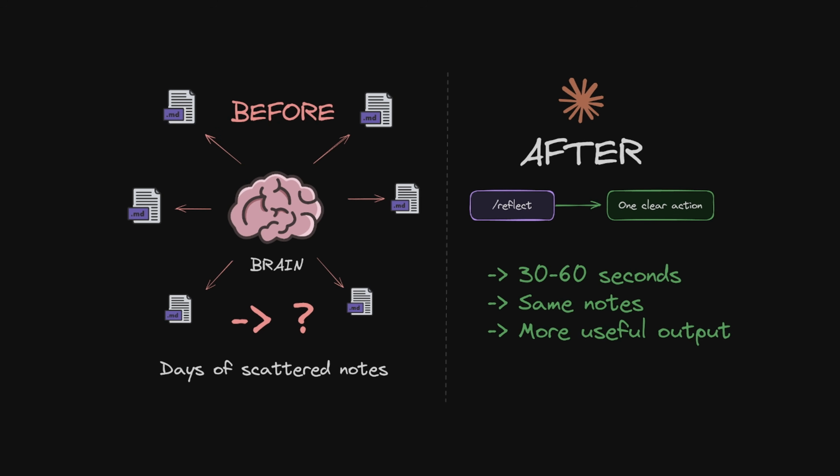Before I created this AI Tools reflection system, I had days of scattered notes throughout my Obsidian Vault. This consumed a lot of time and energy and brain power. So by creating a reflect command, it gave me one clear action. In 30 to 60 seconds, I was reflecting on the same notes I would in my workspace. I found a more useful output that I could work with.